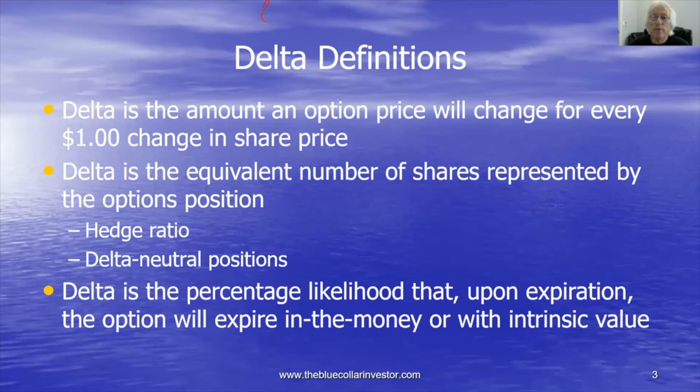So delta will represent the number of shares represented by an option's position. So if a particular option has a delta of 0.6 or 60 per contract, that would be the equivalent of owning 60 shares of stock. And if we sell a contract, that would be the equivalent of selling 60 shares of stock. Once again, this is as it relates to a hedge ratio for decreasing our market risk by decreasing our total portfolio delta position.